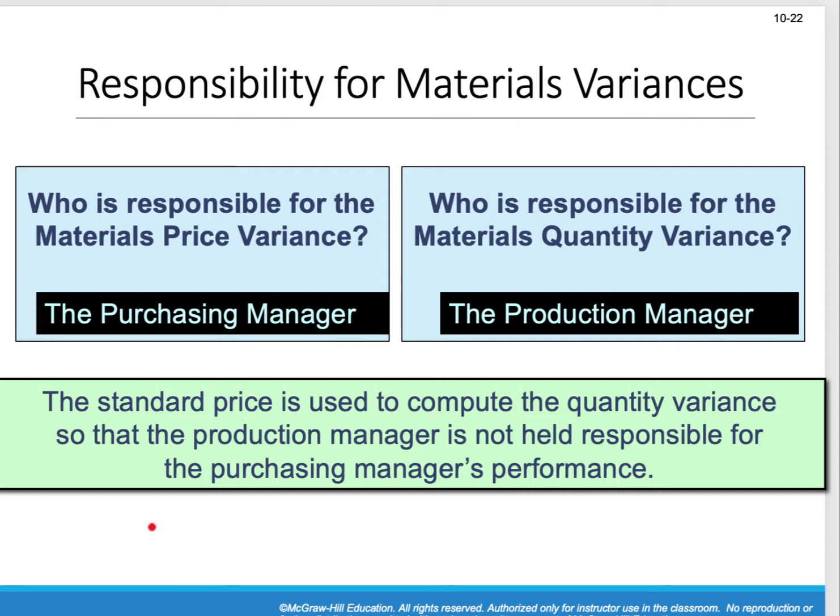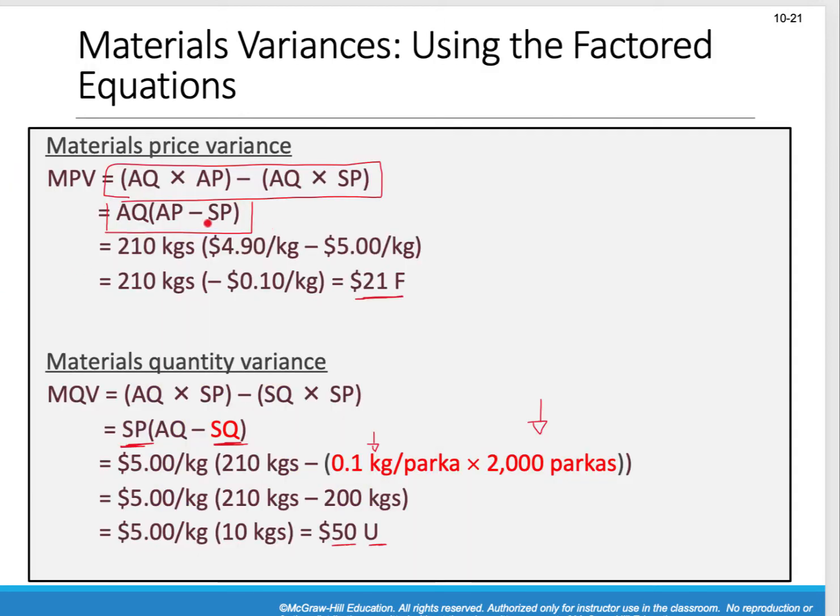Okay, so who's responsible for the materials variance? Well, again, it all depends on who's responsible for which component, right? We know that the purchasing manager is responsible for the price variance. We know the quantity variance is the responsibility of the production manager. Okay? So in this case, we're going to use the standard price to compute that quantity variance. So the production manager is not going to be held responsible for the purchasing manager's performance because we do that factoring in our equation here.